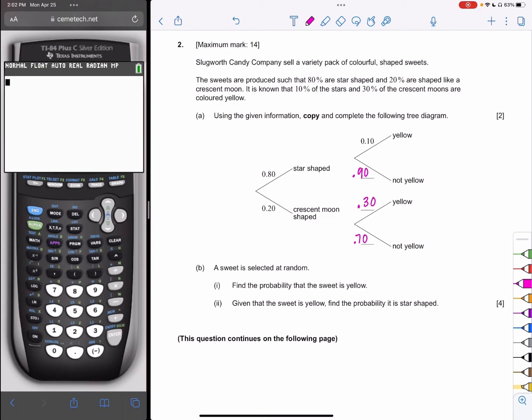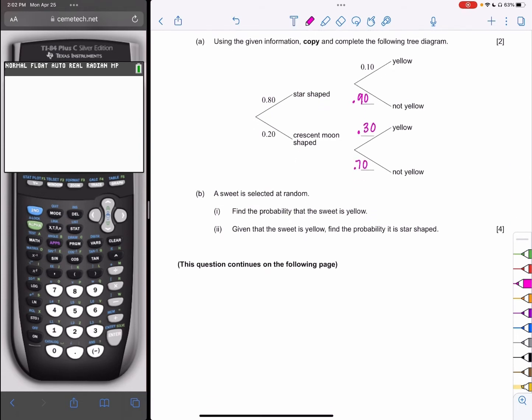So part B, it says a sweet is selected at random. Find the probability that the sweet is yellow. So there are two ways that the sweet could be yellow.